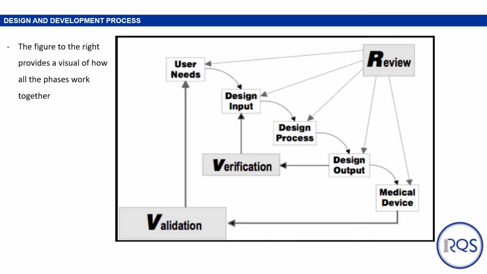This figure shows a visual of how each of the design phases connect. To recap, we first start with user needs that turn into design inputs. Inputs are then processed and are turned into design outputs. Outputs are then verified and validated, and that is ultimately how we get our medical device. Design reviews happen at each of these phases.